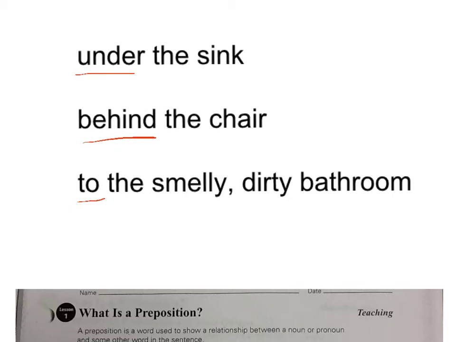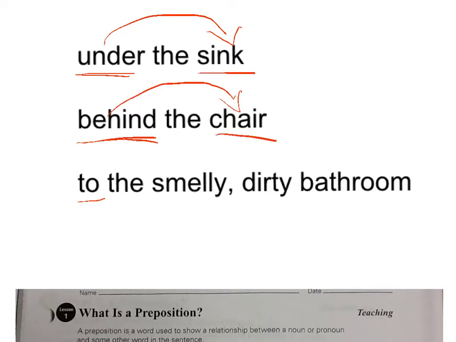Now, once you find the preposition, to find the object of the prepositional phrase, you need to ask yourself, for example, if your preposition is under, you need to ask yourself under what? In this case, it's the sink. It is under the sink. Behind what? Behind the chair. That makes sink and chair the objects of these prepositions. Likewise, you would ask yourself to who or what, and the answer here is the bathroom. It's to the bathroom. We're going to the bathroom.